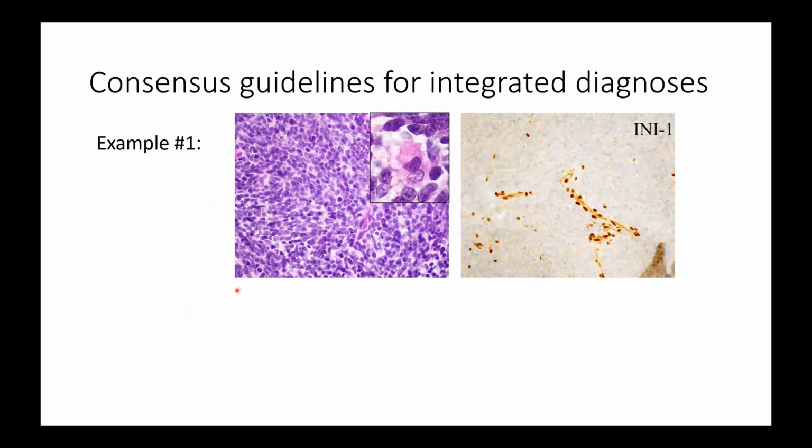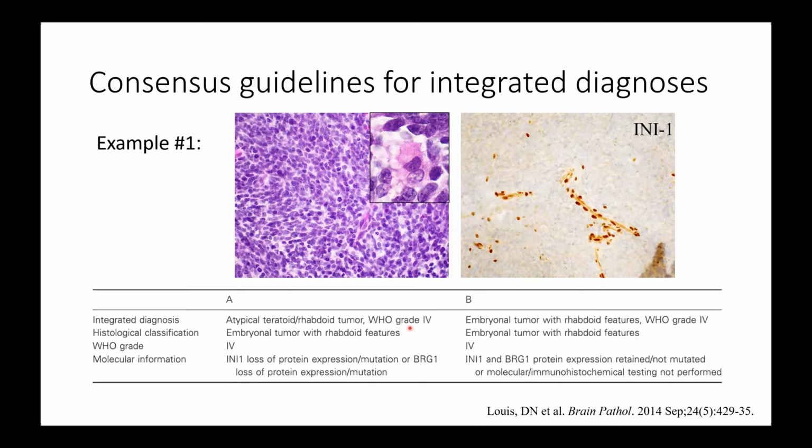So for example, here's an embryonal tumor that largely is nonspecific and has some rhabdoid features, and it has loss of INI1. So in the descriptive setting, we would just call this an embryonal tumor with rhabdoid features. But since we have the definitional loss of INI1, which makes the criteria for an atypical teratoid rhabdoid tumor, we can now issue the specific diagnosis. And if the immunohistochemistry were negative or just not available, we'd be left with a descriptive diagnosis.